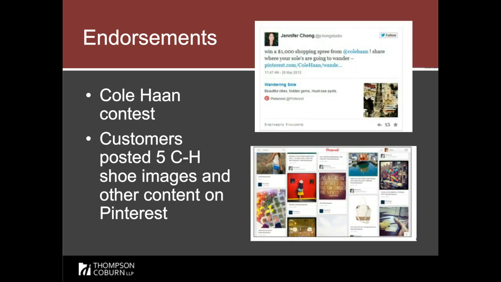One of the first test cases involved Cole Haan, the shoe company. They had a contest in which they encouraged customers to post 5 images of Cole Haan shoes on Pinterest. They were going to award $1,000 to certain of the people who posted. So it looked like on social media there was an outpouring of people who said, wow, I love my Cole Haan shoes so much, I'm going to post pictures of them. Well, in fact, they loved their chance of getting $1,000 so much they posted those.